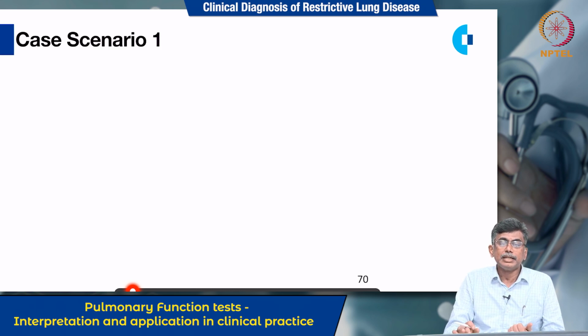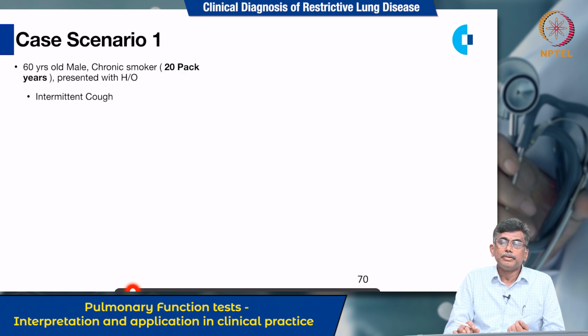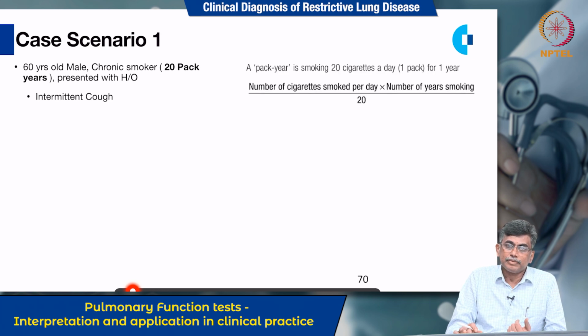Now first clinical scenario. A 60-year-old male who is a chronic smoker, who has smoked around 20 pack years, has presented with intermittent cough. What do you mean by pack years? 1 pack of cigarettes per day, per year, is 1 pack year. That is 20 cigarettes per day, which is 1 pack, for 1 year is 1 pack year.